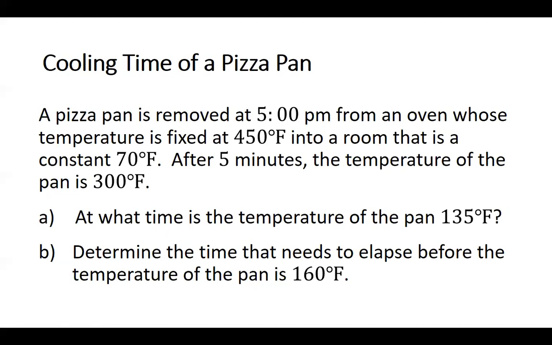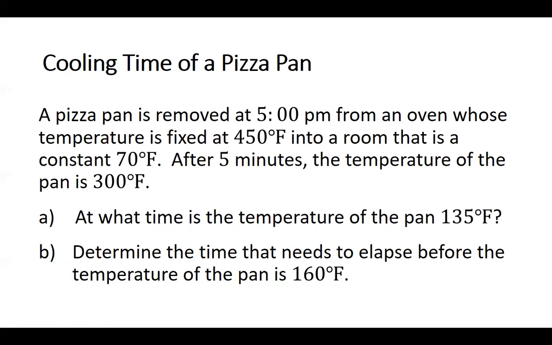A pizza pan is removed at 5 p.m. from an oven whose temperature is fixed at 450 degrees Fahrenheit into a room that is a constant 70 degrees Fahrenheit. After 5 minutes, the temperature of the pan is 300 degrees Fahrenheit.